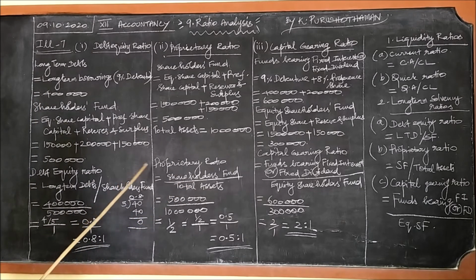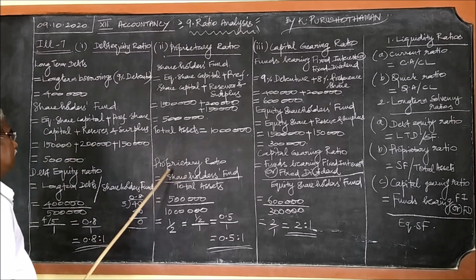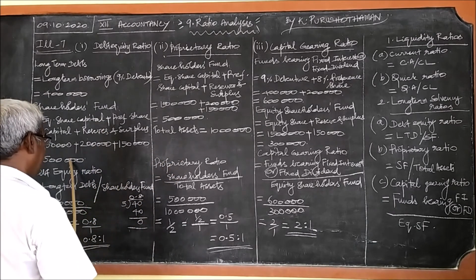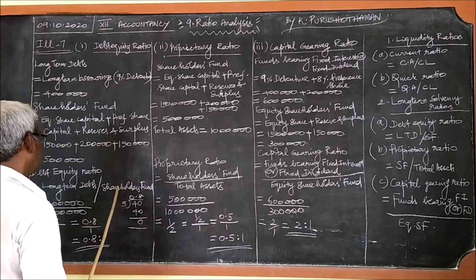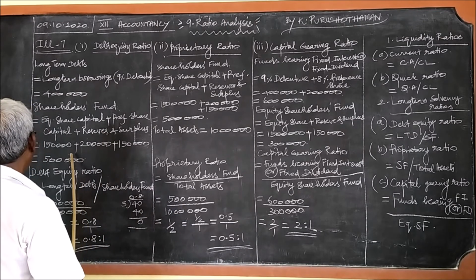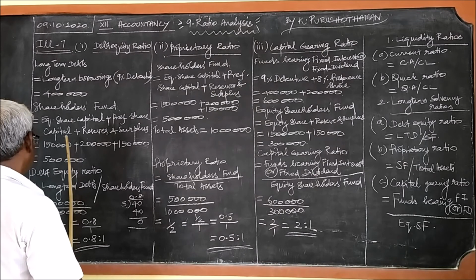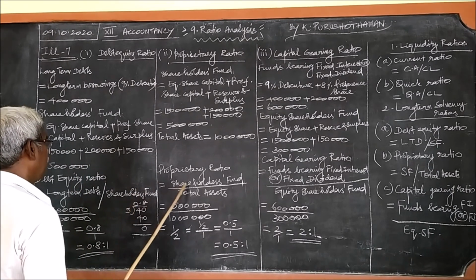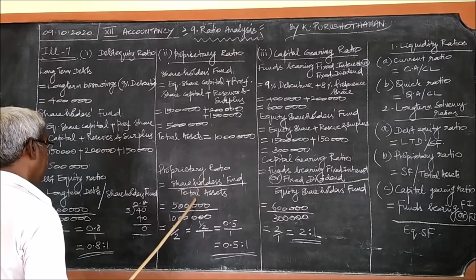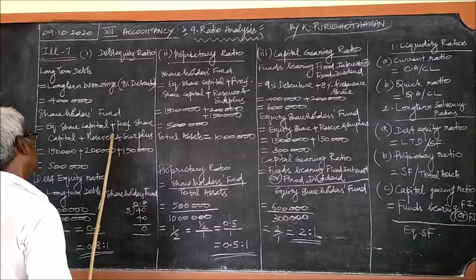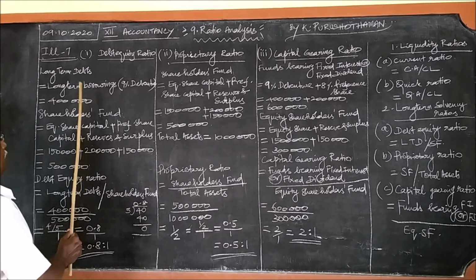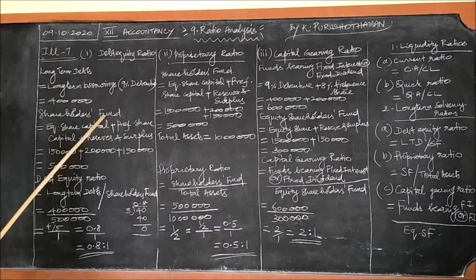This denominator becomes numerator here. The same amount, shareholders fund 5 lakhs, here also shareholders fund, here 5 lakhs, the same amount for the shareholders fund with the numerator. Sir, this we have already calculated. You may have the doubt. Sir, this we have calculated already.